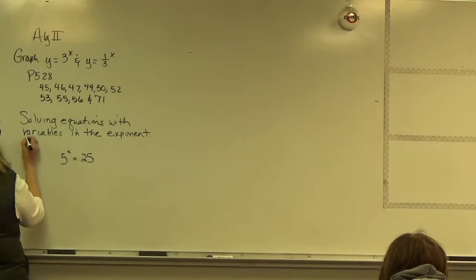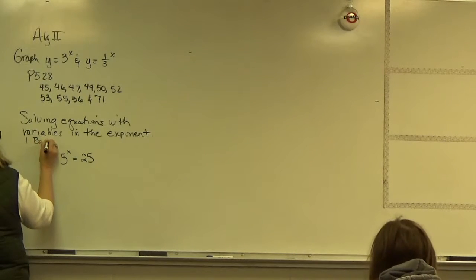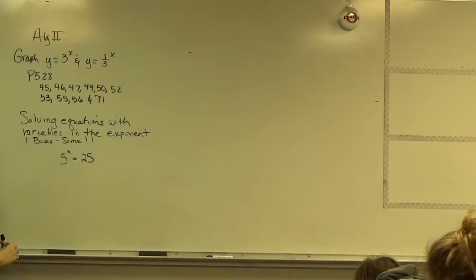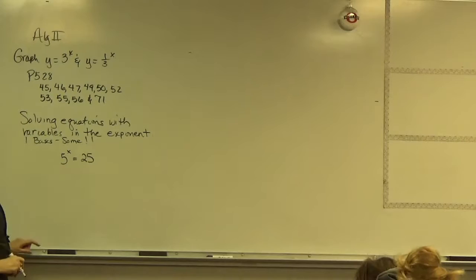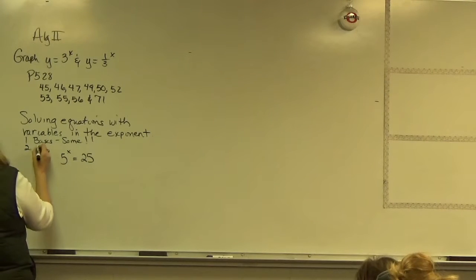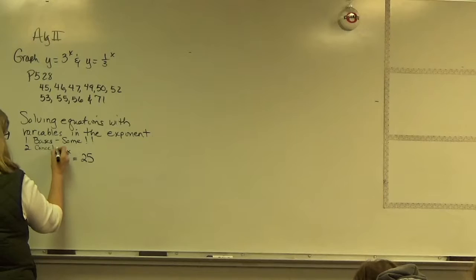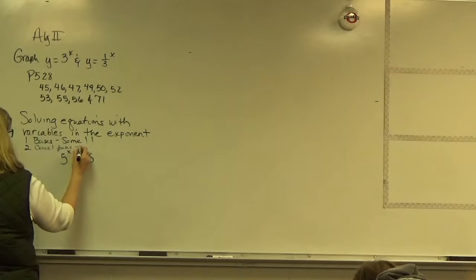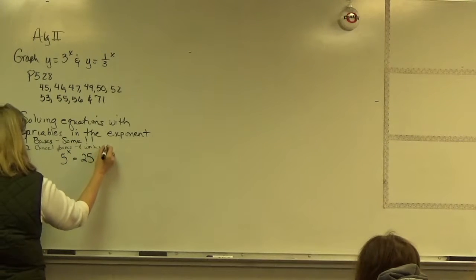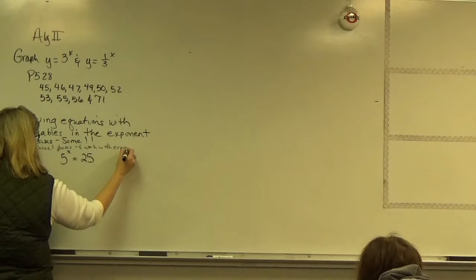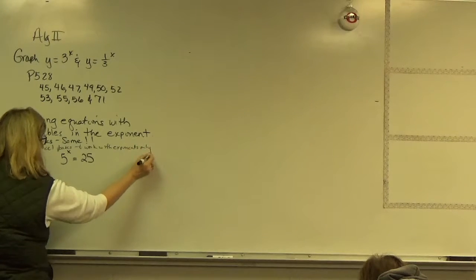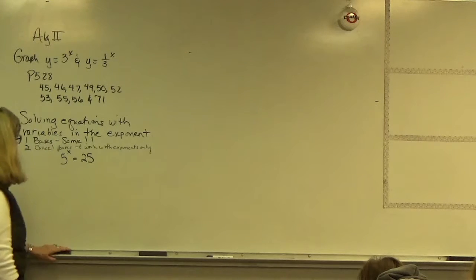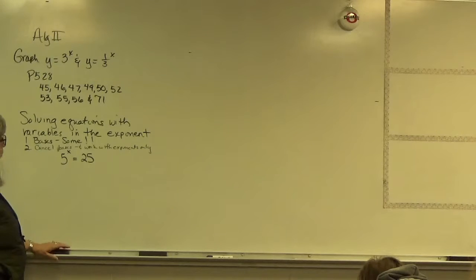The way that you need to do these is make the bases the same. So that's the key. When the bases are the same, because they aren't always going to be this easy, the second step will be to cancel the bases and solve, and work with the exponents only. Okay, so I'm going to show you with this one.